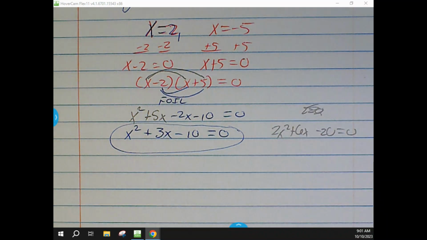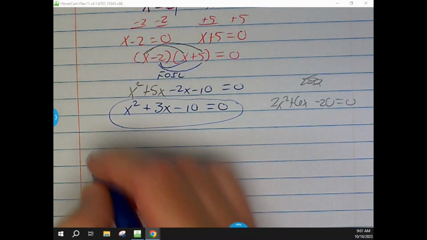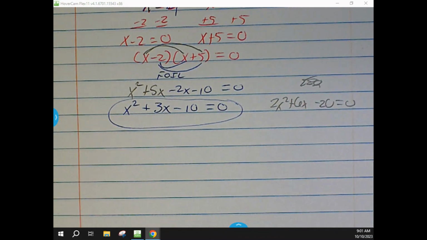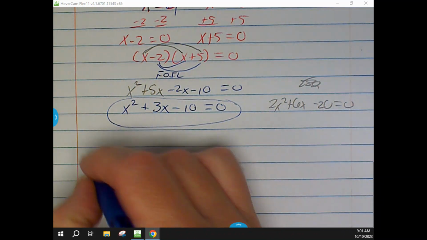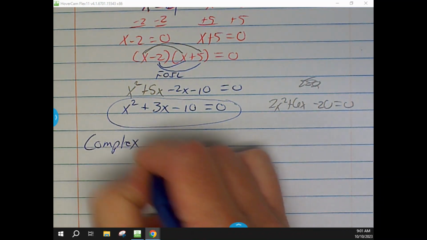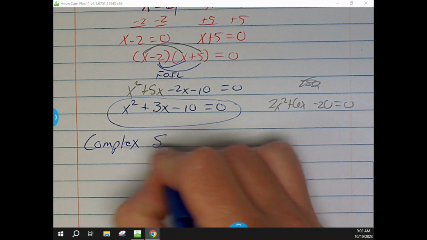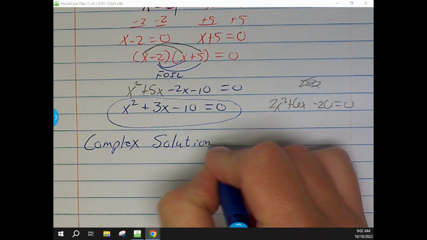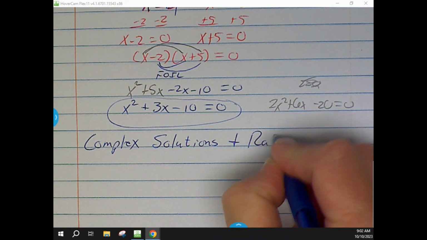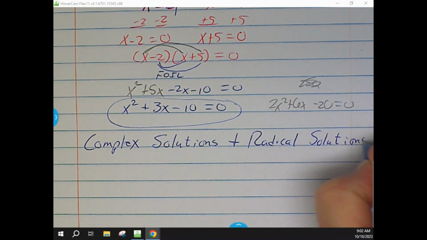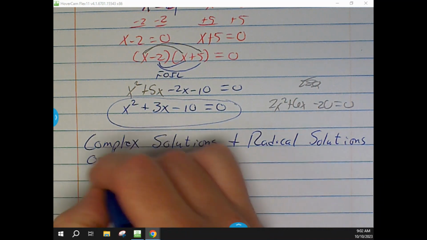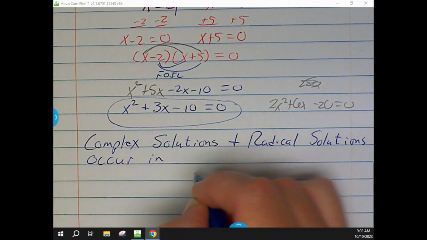Okay, now the one thing that goes with this one, here's a couple of details we've got to add in with this part. Because we know we're going to get from the questions we're doing with the synthetic division, some of the ones we did just before this, some complex or imaginary solutions or radical solutions. So the complex solutions and the radical solutions are going to occur in conjugate pairs.